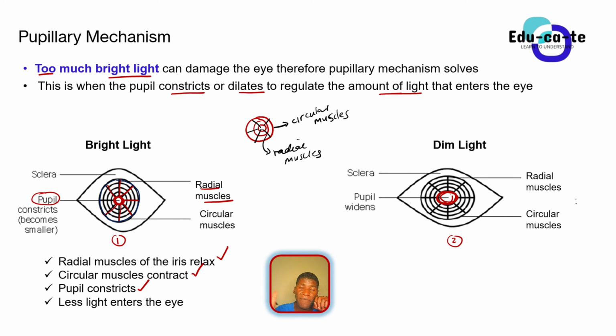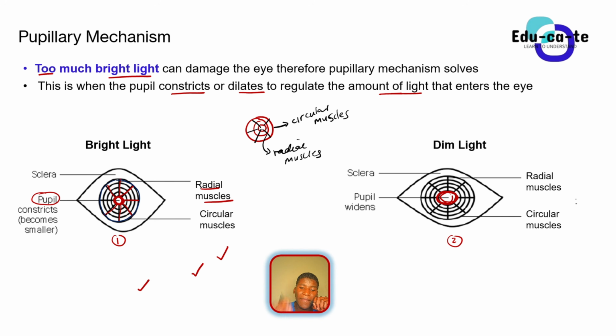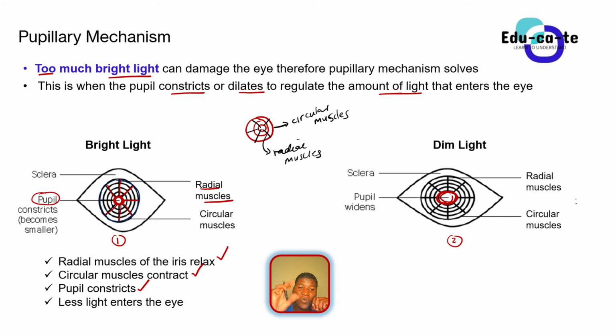So the main aim for bright light conditions in the pupillary mechanism is to make the pupil constrict, or become smaller, so that less light can enter your eye. Less light needs to enter your eye, because remember, too much bright light can damage your eyes. So basically, when the pupil constricts, it means that it is becoming smaller, as represented in this diagram. Here, this hole, which is the pupil, is very small. It is allowing less light to enter the eye.